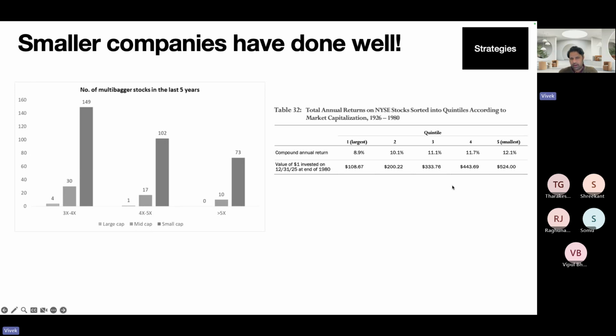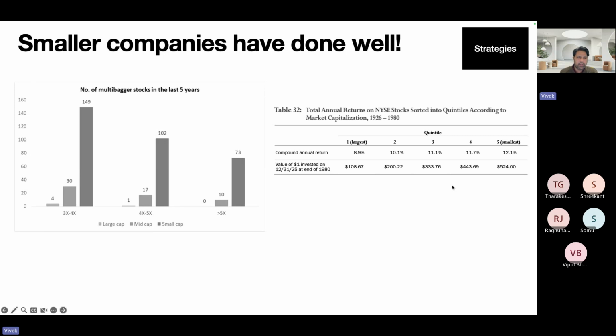I've extracted the table, which you can see on the right hand side: the value of $1 invested in the smallest companies actually grew to $524 between 1926 and 1980. Against that, the largest companies only made $108. So the compounding was highest for the smallest companies. They've gone through more details in their research and looked at other factors, but my focus was on what research they have done on the smaller companies.